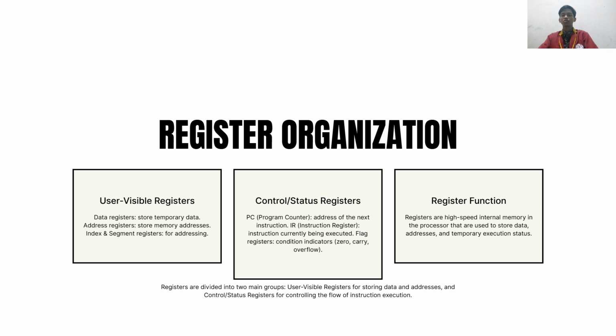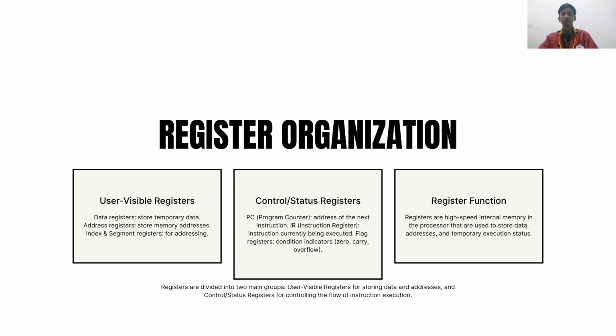Register organization. Registers are divided into two main groups. First, user-visible registers can be used by programmers or compilers. This group includes data registers for temporary values, address registers for storing memory addresses, and index and segment registers for more complex addressing.